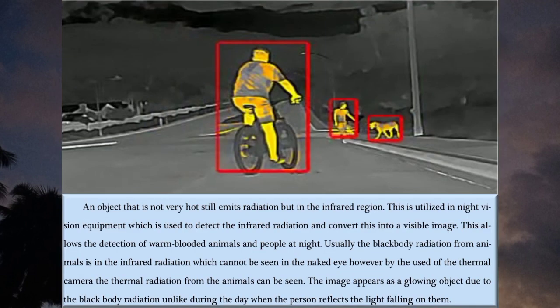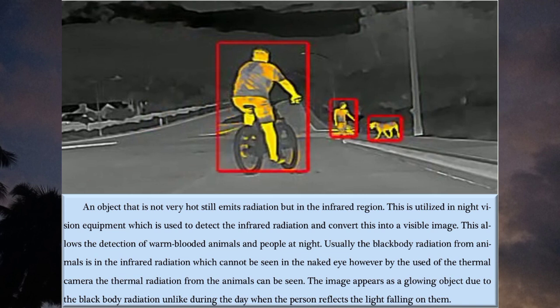An object that is not very hot still emits radiation, but in the infrared region. This is utilized in night vision equipment, which is used to detect the infrared radiation and convert this into a visible image. This allows the detection of warm-blooded animals and people at night.